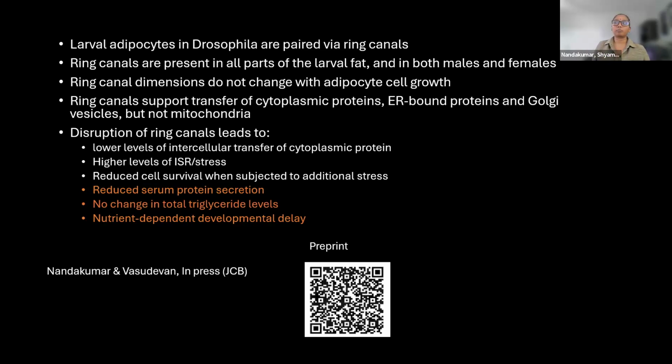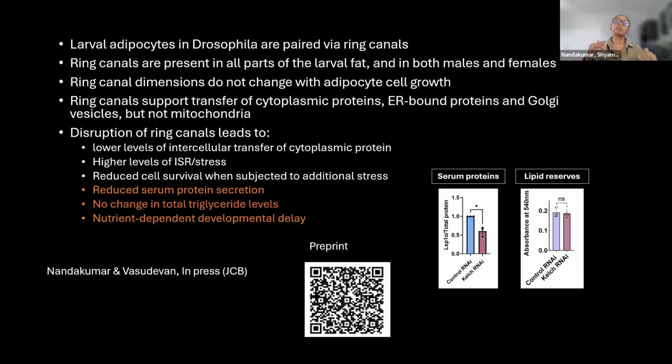These structures support the transfer of specific cytoplasmic contents. So Golgi, cytoplasmic proteins do traverse ring canals. However, lipids and mitochondria do not. And in addition to all of that, we've done a few physiological assays to show that while ring canals result in higher levels of stress and lower levels of serum proteins, lipid reserves remain unchanged, which makes sense because lipids seem to be compartmentalized within sister cells and not necessarily shared between them.